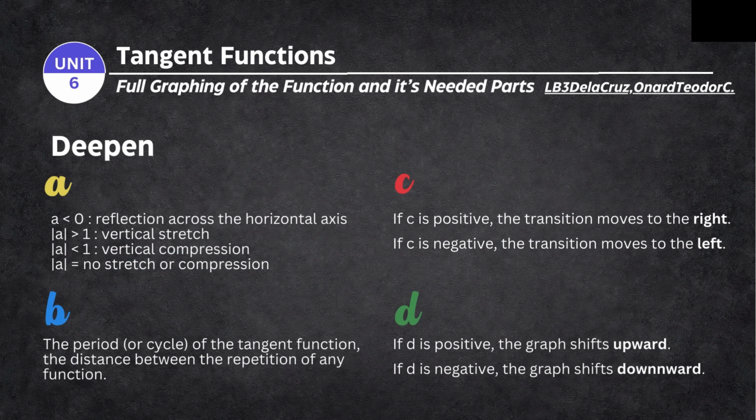Provided here is a guide to deepen our understanding. For a: if a is less than 0, the graph is reflected; if the absolute value of a is greater than 1, it is a stretch; if the absolute value of a is less than 1, it is a compression; and if the absolute value of a is equal to 1, there is no stretch or compression. For b, it gives the period or cycle of the tangent function, the distance between the repetition of the function. For c, if it is positive, the graph moves to the right; if it is negative, the transition moves to the left. And for d, if d is positive, the graph shifts upward, and if d is negative, the graph shifts downward.